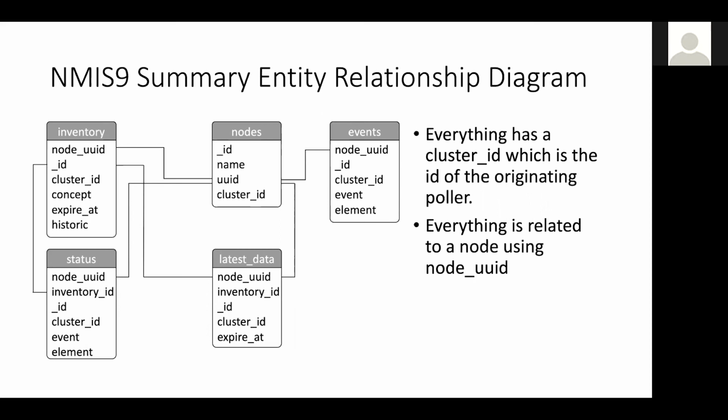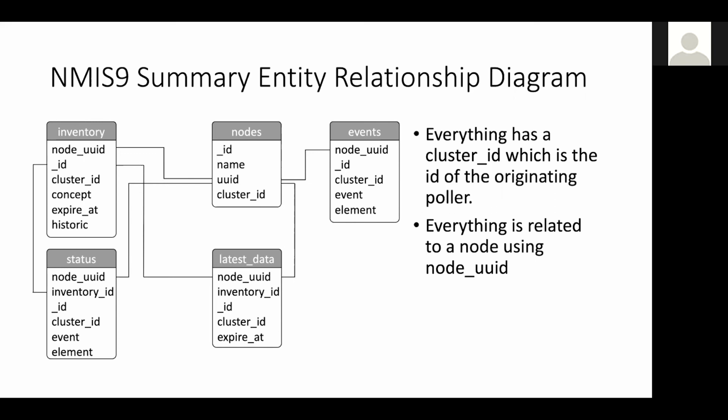So basically, inventory, you'll see that every other thing has a node UUID. So that node UUID refers back to the UUID of the node. Everything has a cluster ID. A cluster ID is the ID of the server, that is the poller that you're on. So whenever the poller is doing anything, it's writing the cluster ID to all of these records. And this is what we need for multi-server systems. So when you're on the master, you know which poller the data came from, which server in the cluster.